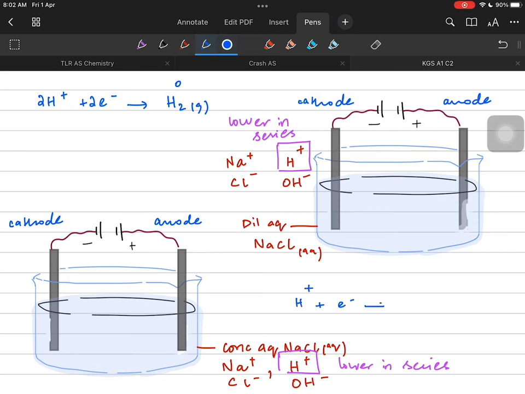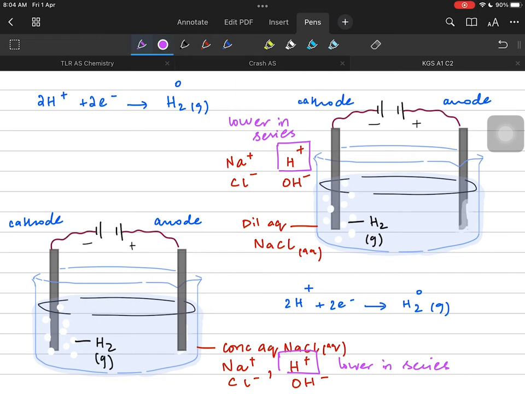Similarly, in the other solution, the concentrated one, H plus ions will gain electrons. They're going to form hydrogen gas molecules. So what you're going to observe is bubbles of colorless gas around the cathode in both cases, which are actually bubbles of hydrogen gas. To confirm, if you add a lighted splint, it's going to pop.